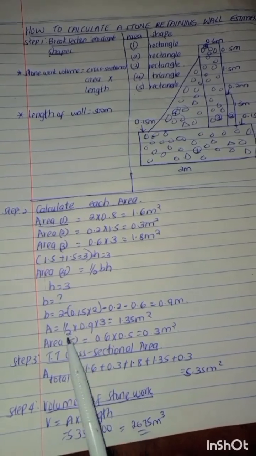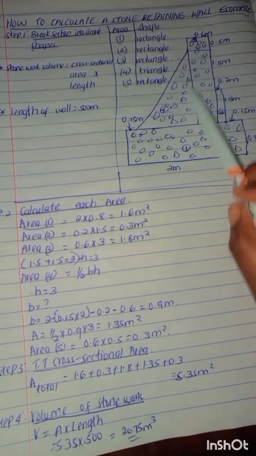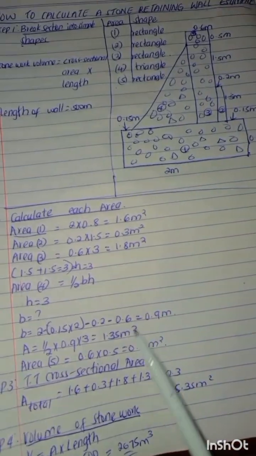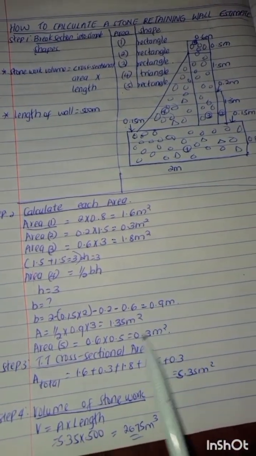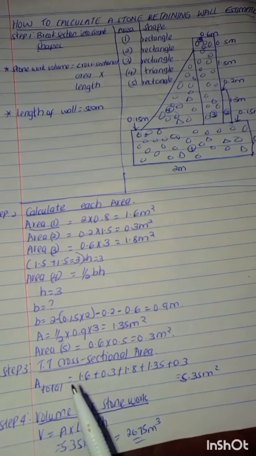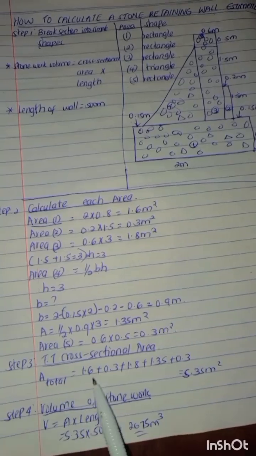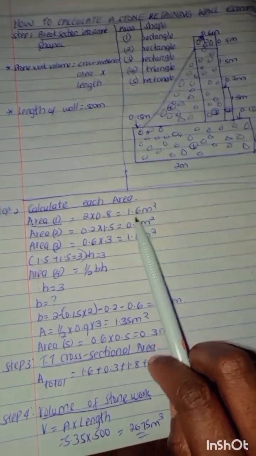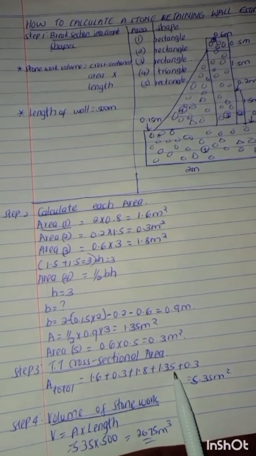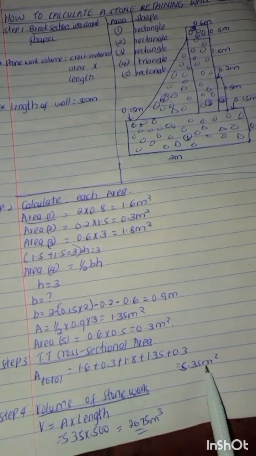And the fifth thing you're going to do is calculate the area of the fifth section, this section here. So 0.6 multiplied by 0.5, which is a rectangle, and you get 0.3 meters squared. The third thing we're going to do is add all the areas of this cross-section. So you add these areas from first to fifth: 1.6 plus 0.3 plus 1.8 plus 1.35 plus 0.3, and you get 5.35 meters squared.